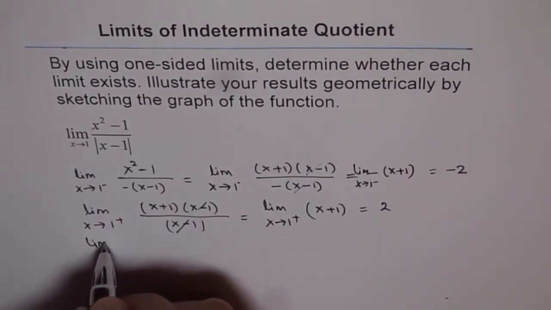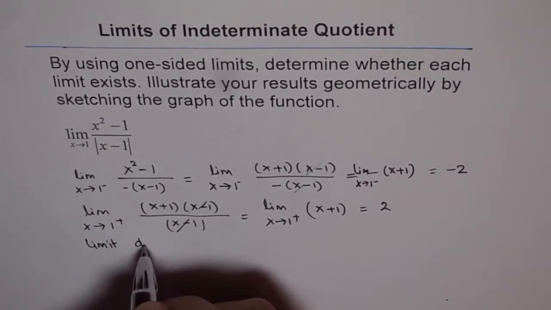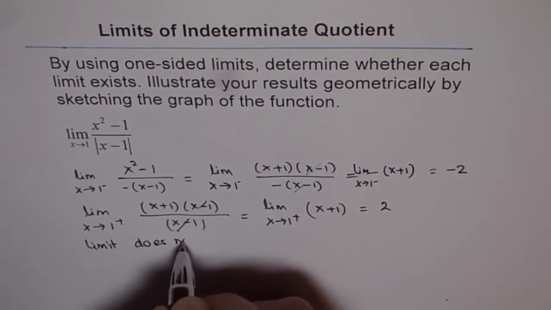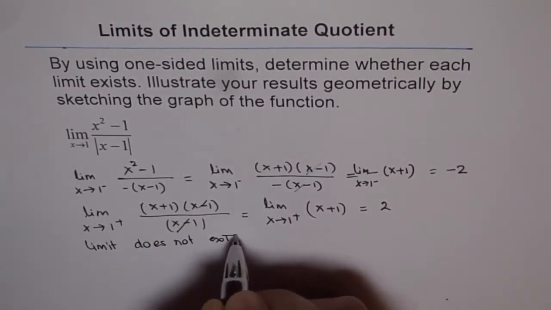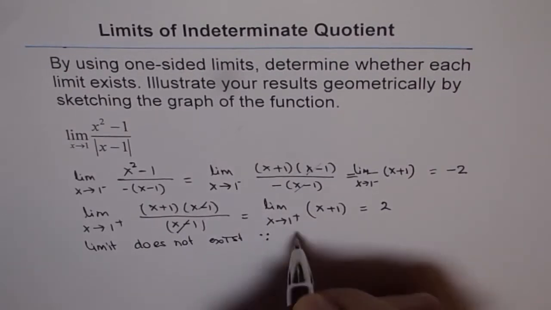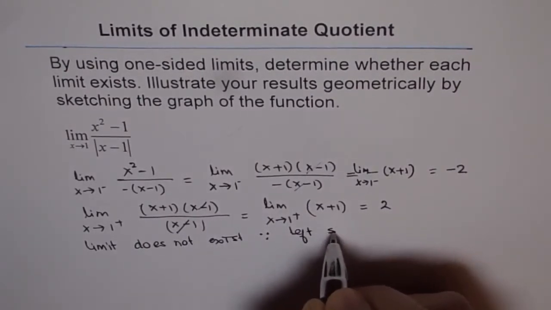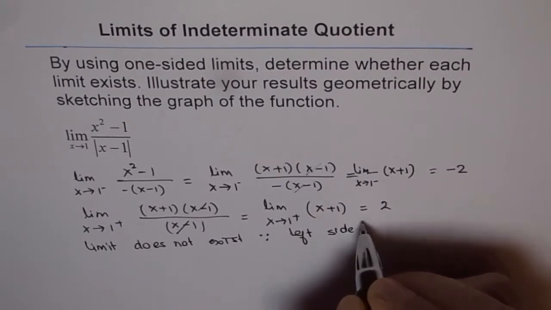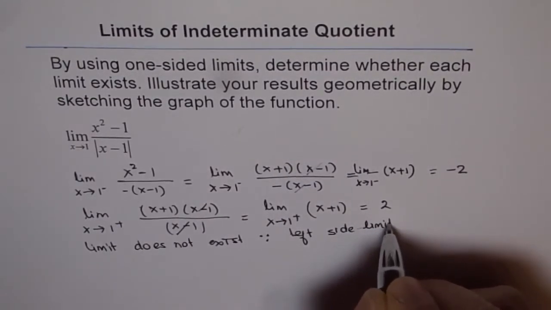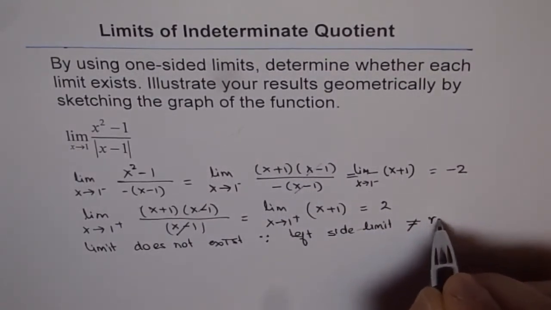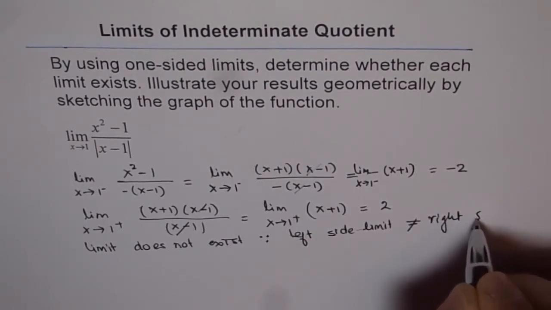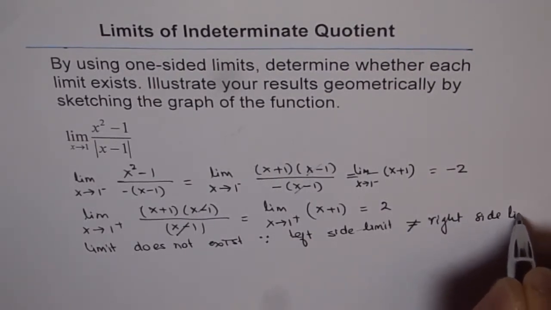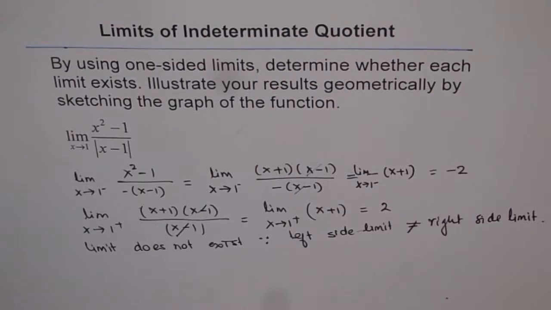So we say the limit does not exist. Why? Because the left side limit is not equal to the right side limit. That is why the limit does not exist.